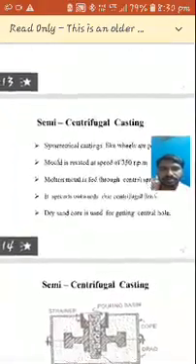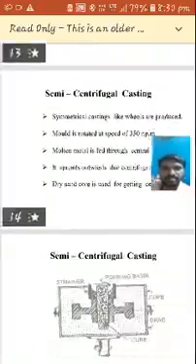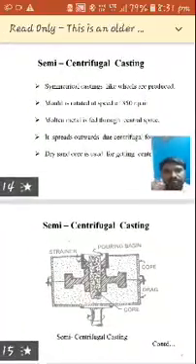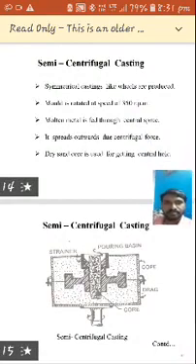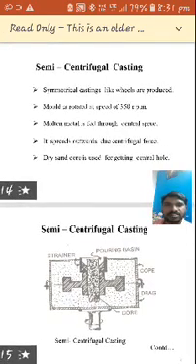And the next one is semi-centrifugal casting, which is the second type of centrifugal casting method. Here symmetrical castings like wheels are produced. In this method the mold is rotated at a speed of 350 rpm.